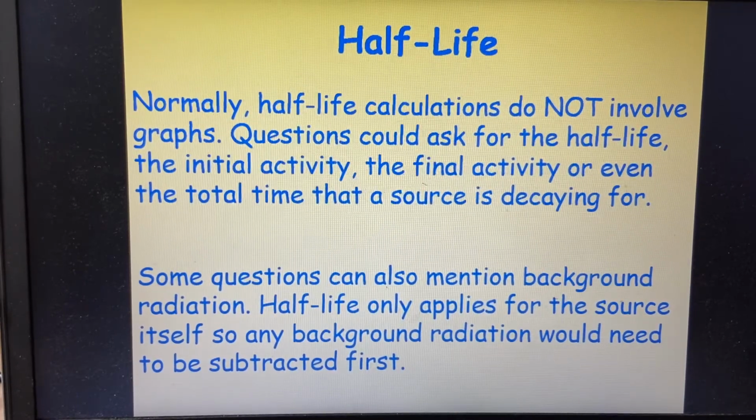So what that means is, if I've got a source that's got an activity, round about it, it might have already about 30 becquerels. Now the background activity, because it's constant, it's not going to decrease. So what you'd have to do is take it off of your initial value, then start halving it and then add it back on at the end, because it's still going to be there, okay? And that's, I think, the 4th example.